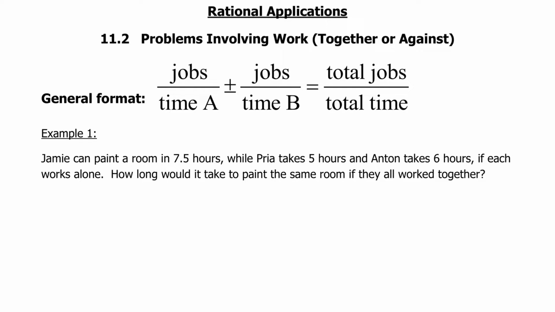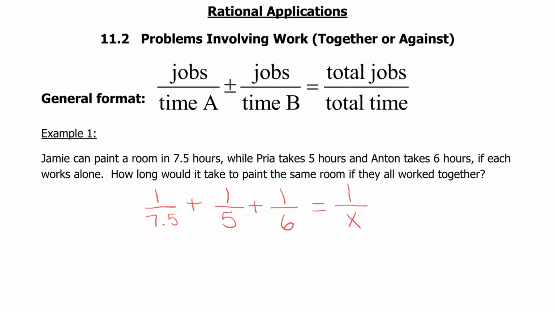So Jamie is going to be our person A, and he can paint one room in 7.5 hours. Priya is going to be person B, and she can paint one room in 5 hours. Anton can paint that one room in 6 hours. This is if they're working individually. Then we want to know how long will it take them if they work all together. So we're going to add these up because they're going to be working together. And we're going to set it equal to painting one room, and we want to know the total time, so that's going to be our variable.